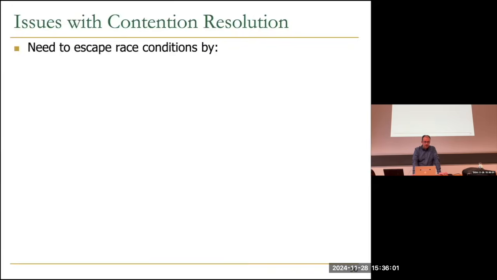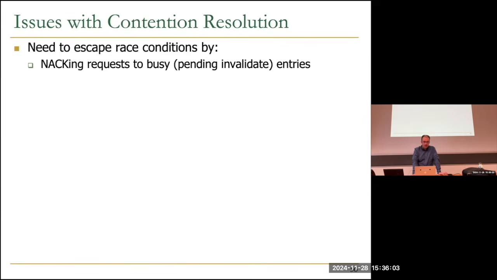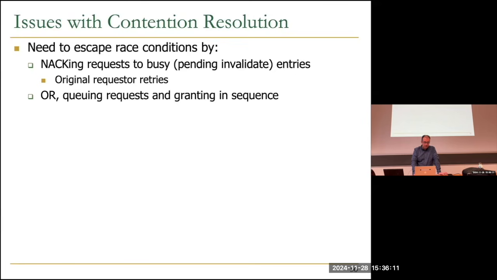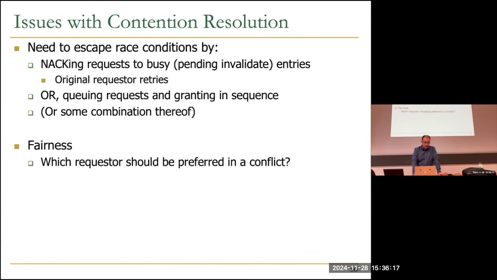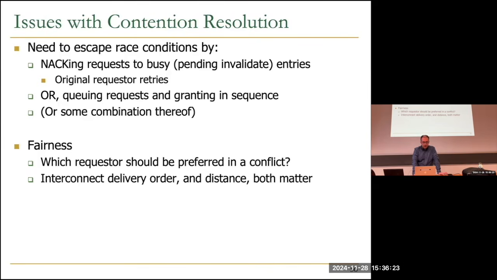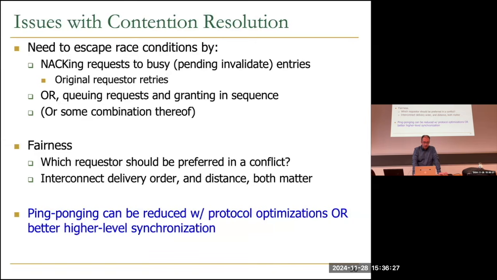But of course, when you have contention, you have issues. So you need to avoid race conditions by NAKing requests to busy entries, like a pending invalidate. The original requester needs to retry the request. Or you need to queue requests and grant them in sequence. And of course, that comes with fairness issues, like which requester should be preferred in a conflict, interconnect delivery order, and distance. All these matter.